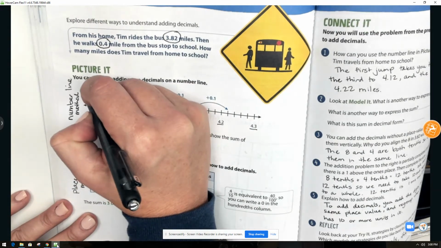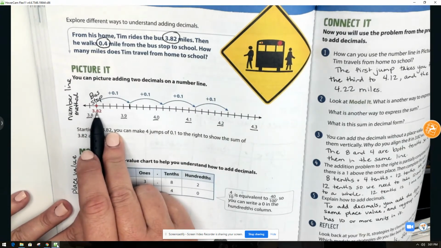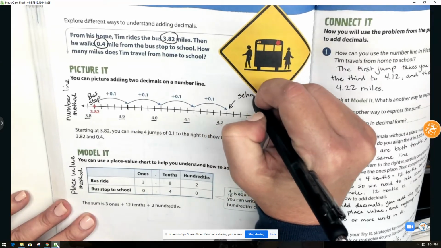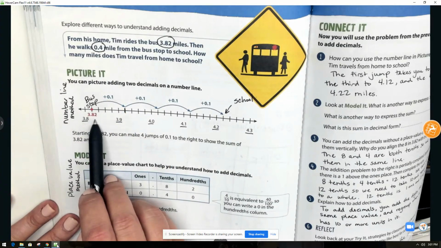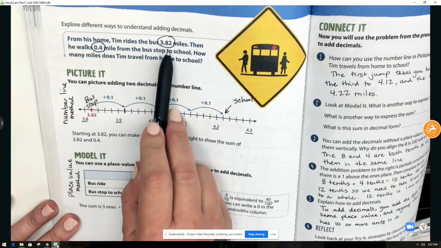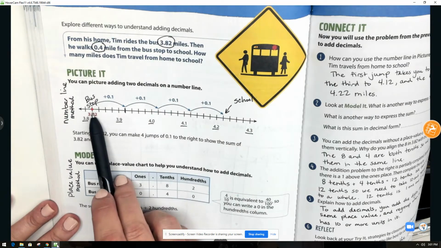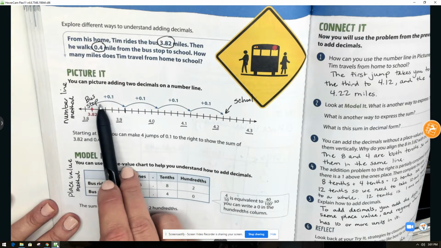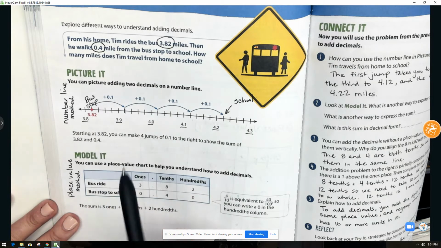So here's how far it took him to get to the bus stop. Okay, we're going to start at the bus stop. Then he's going to walk all the way to school. Now to get to school, he needs to go 4/10 more than the bus stop. So we start at the first decimal, and then we're going to add on 4/10 more. So each jump is 1/10. So 1/10 more than 8/10 would be 9/10.